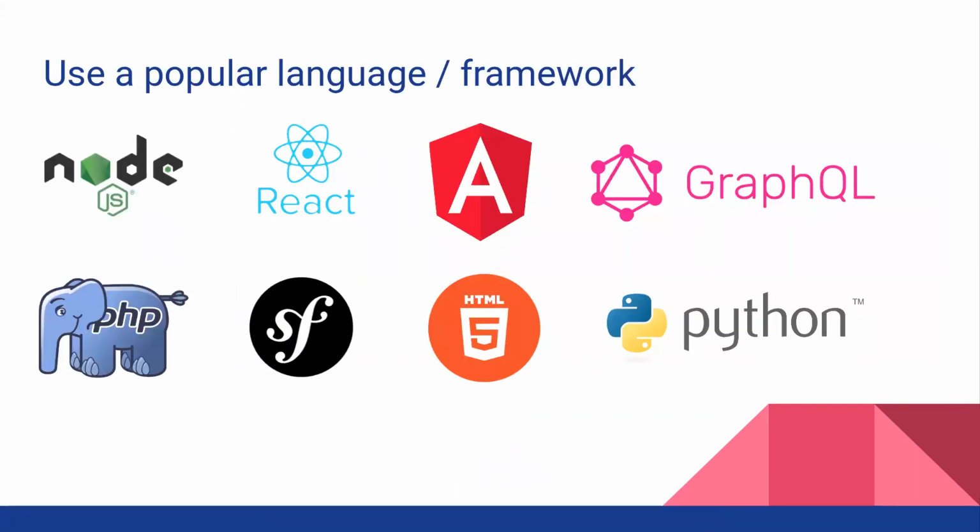Then the second thing you need to do when you start working on a project is to identify a language and a framework that you're going to use to realize your project. So the important thing to keep in mind is to use a popular language or a popular framework. Why?